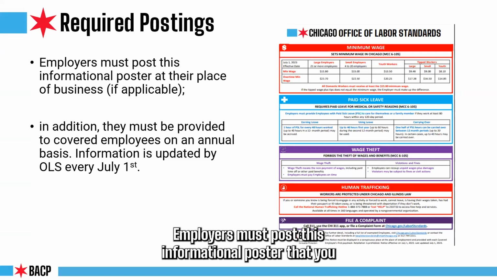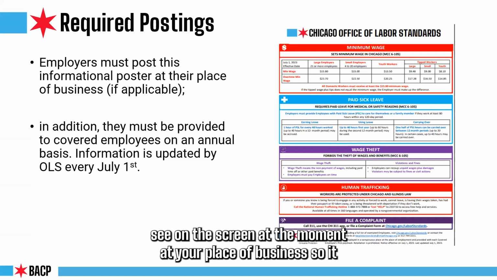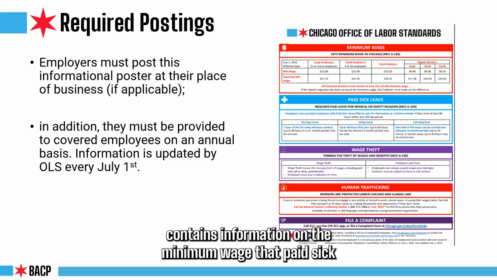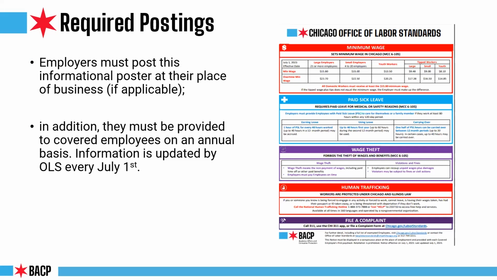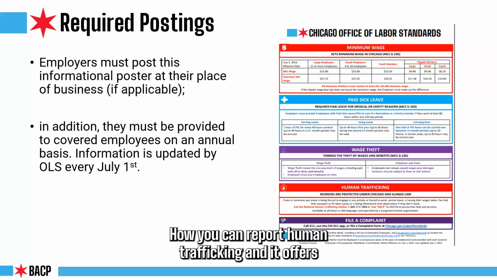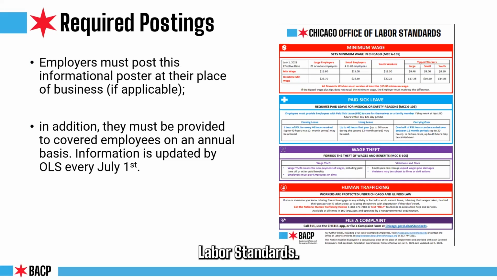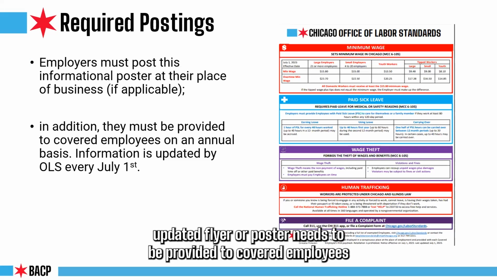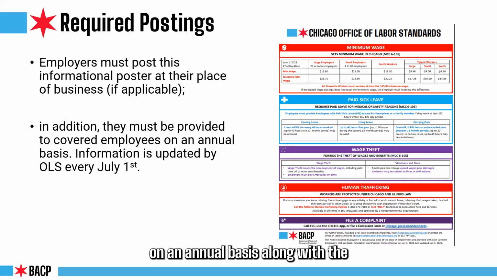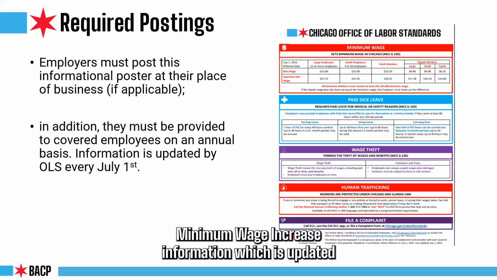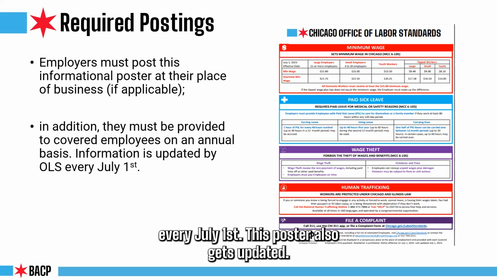Employers must post this informational poster that you see on the screen at the moment at your place of business. So it contains information on the minimum wage, the paid sick leave ordinance, wage theft, how you can report human trafficking, and it offers instructions on how you may file a complaint with the Office of Labor Standards. In addition, this updated flyer or poster needs to be provided to covered employees on an annual basis, along with the minimum wage increase information, which is updated every July 1st. This poster also gets updated.